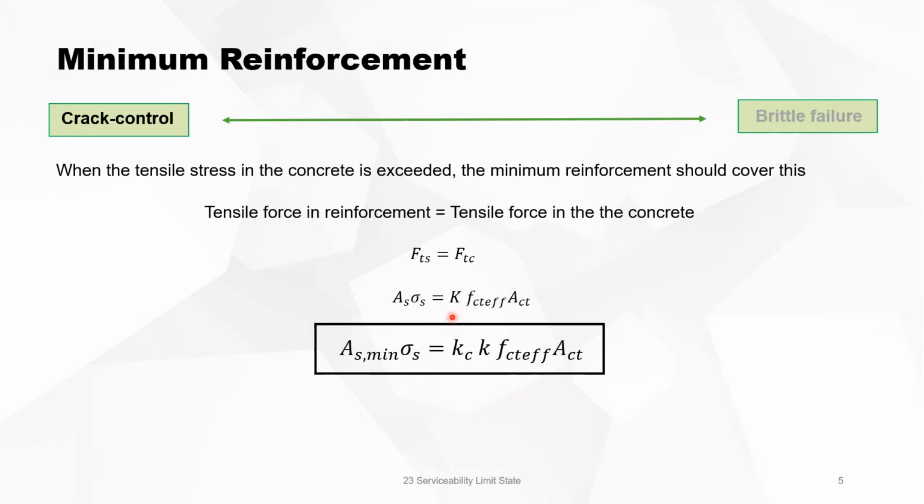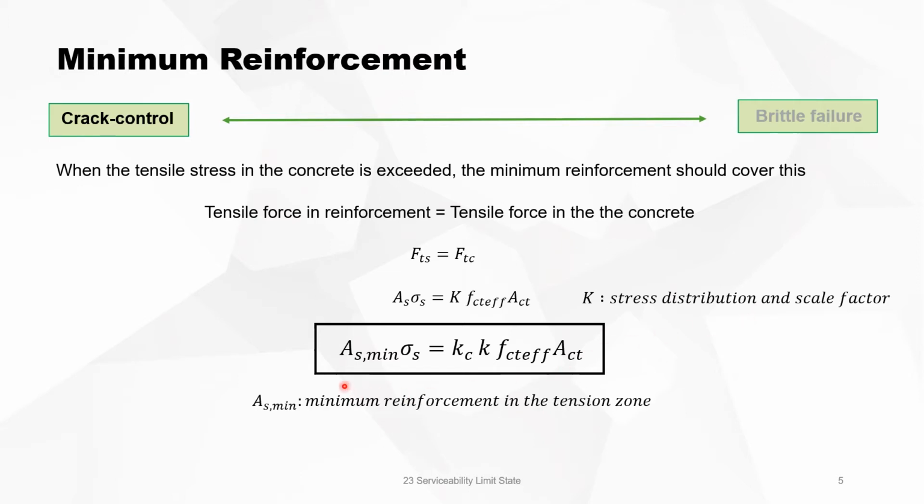And for the concrete, it's the concrete section in tension times the effective concrete stress multiplied by a factor taking into account the stress distribution. It can be a rectangular or trapezium form, and a scale factor. If now AS is set equal to AS min, then we get this formula for the minimum reinforcement for crack control. AS min is the minimum reinforcement in the tension zone.